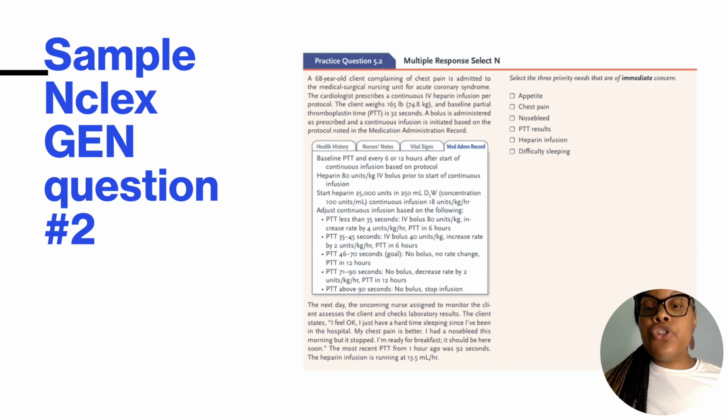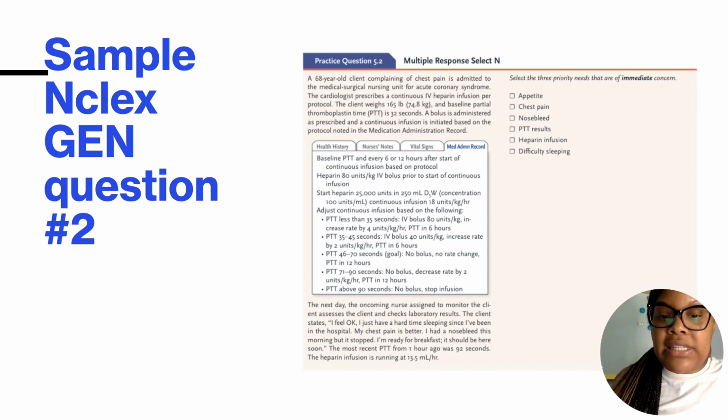So let's say that patient is bleeding. That shows us that, guess what? 9 times out of 10, their PTT is too high. But let's not guess. Let's not jump the gun. Let's actually go to the question.